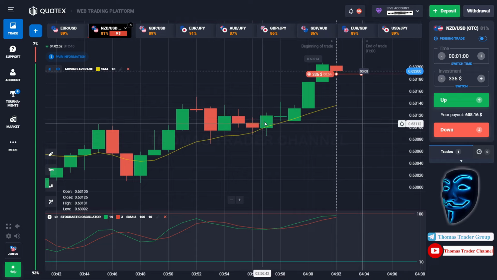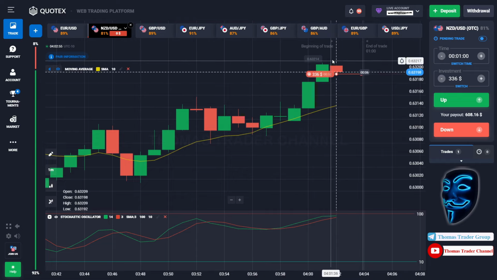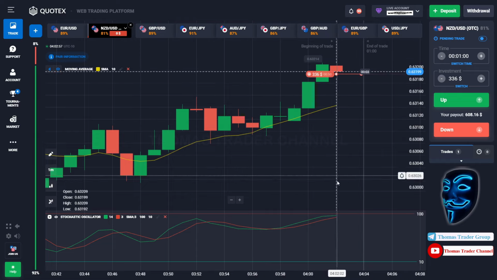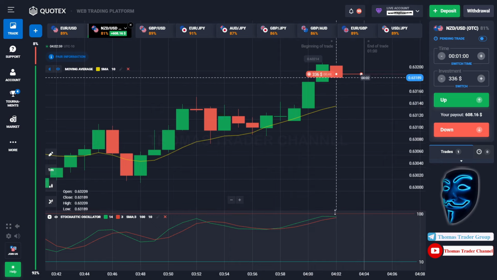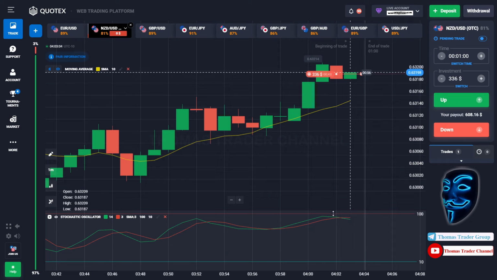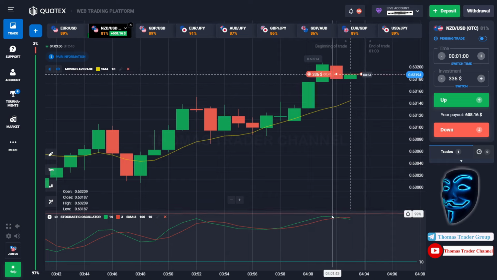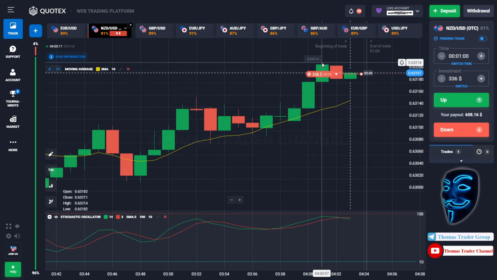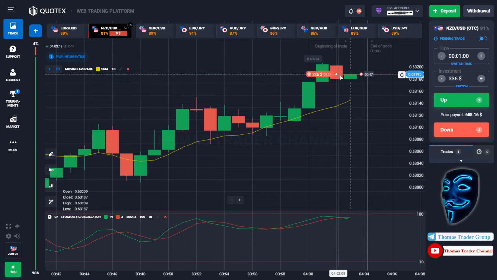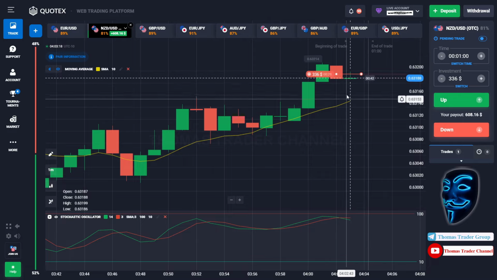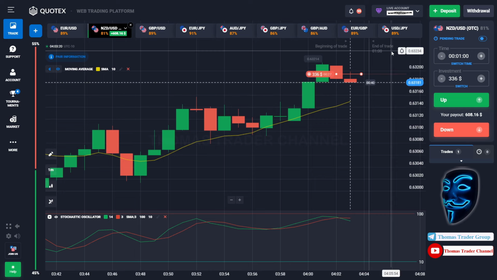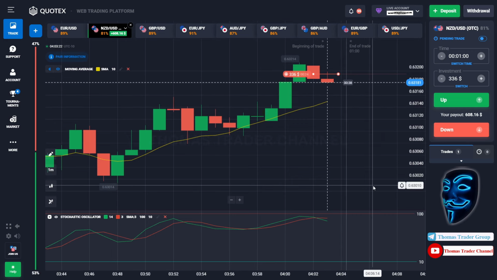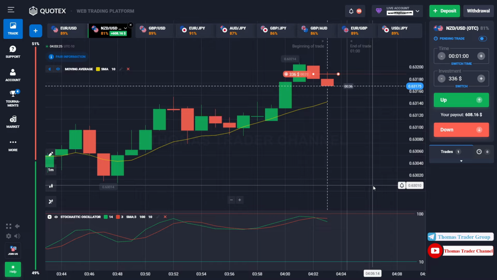As you can see, the market is going bullish, but the market has already touched the overbought area. Like what I said before, when the market has the overbought area, the market will make a rebound. And the market will make a correction to the moving average line before it continues the bullish trend. Let's profit and let's wait till the end of our trade.